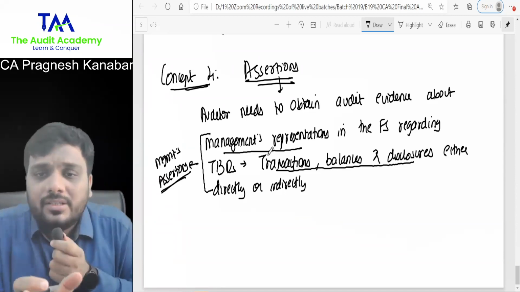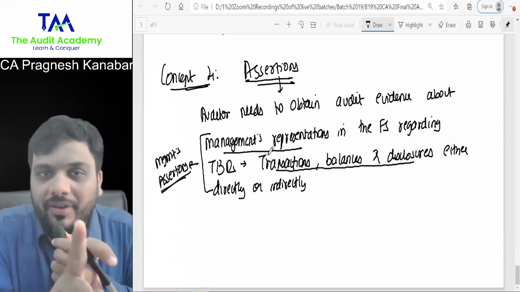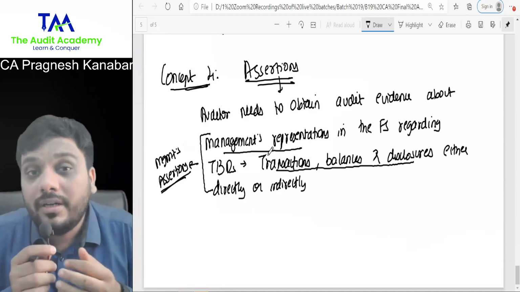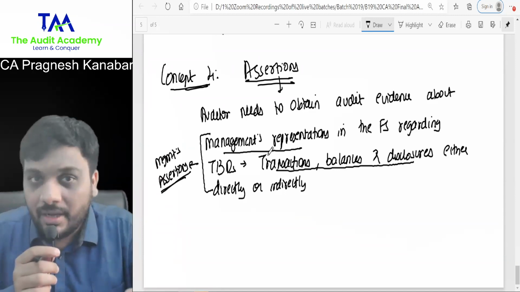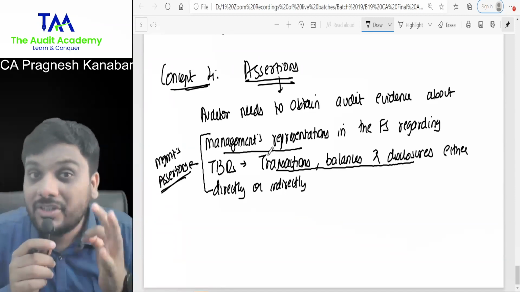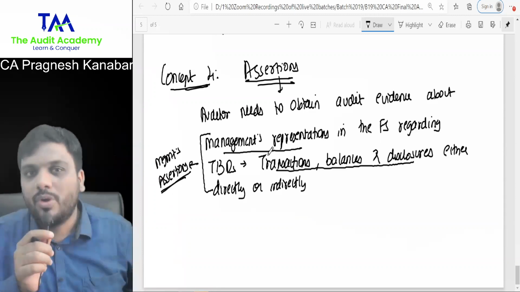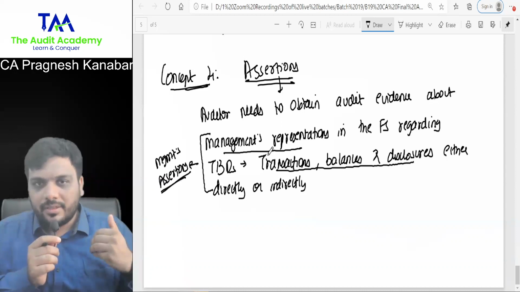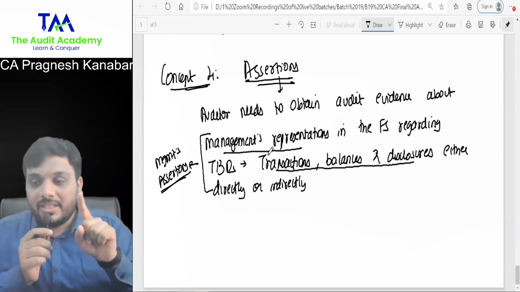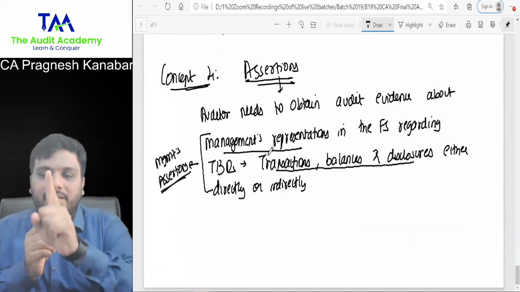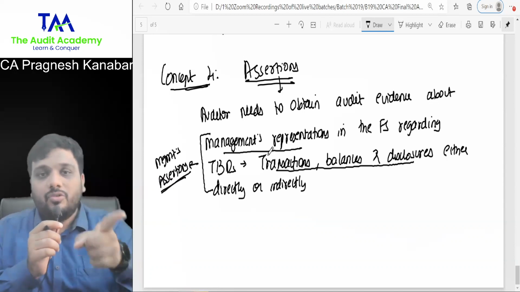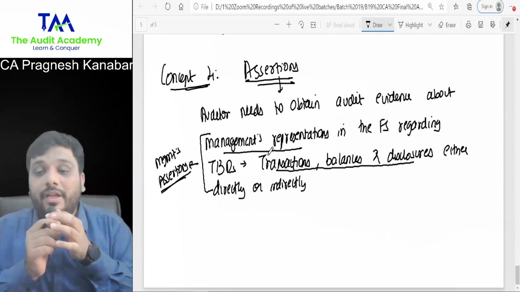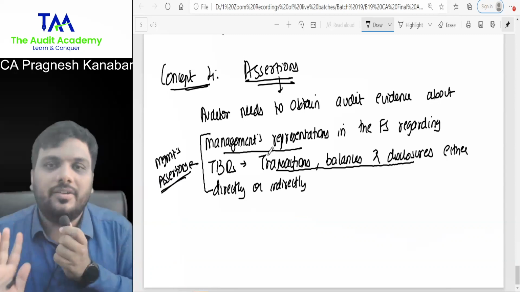And that means, will you agree with me if I were to say that auditor needs to obtain audit evidence to verify management's assertions in the financial statements? Do you agree with this line? Auditor needs to obtain audit evidence to verify management's assertions in the financial statements.